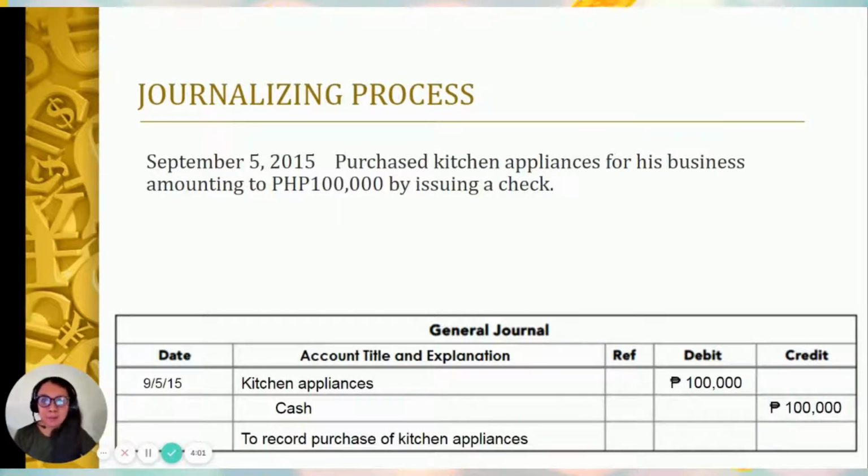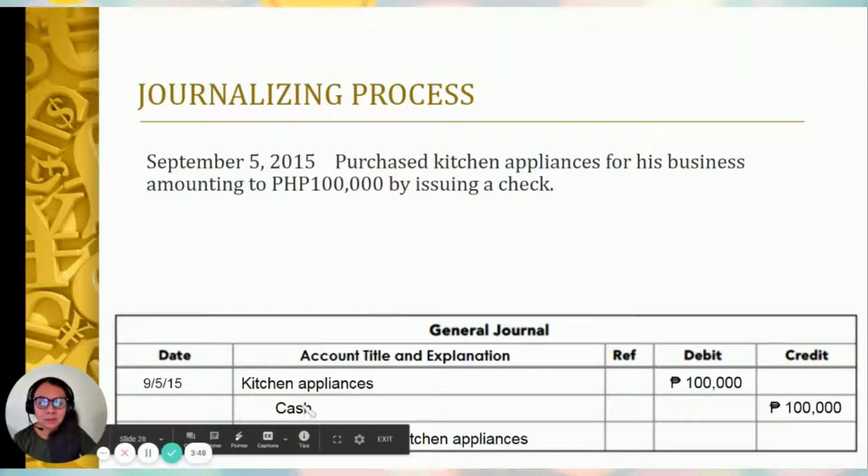Now, this kitchen appliances was purchased by issuing a check. That means we paid for it. So there is a decrease in our cash since we paid for something that we purchased. Then we have to credit cash. So when we enter the account to be credited, it has to be indented and the amount is in the same line going under the credit column, right? So you have the debit account title and the account to be credited, and then your debit value is equivalent to your credit value. So this is how we journalize this transaction.